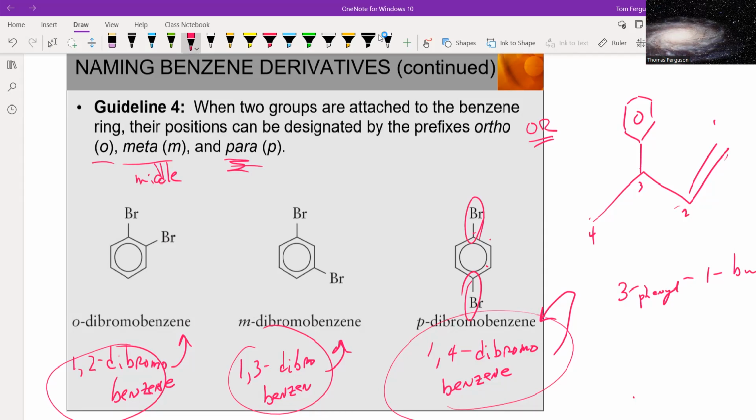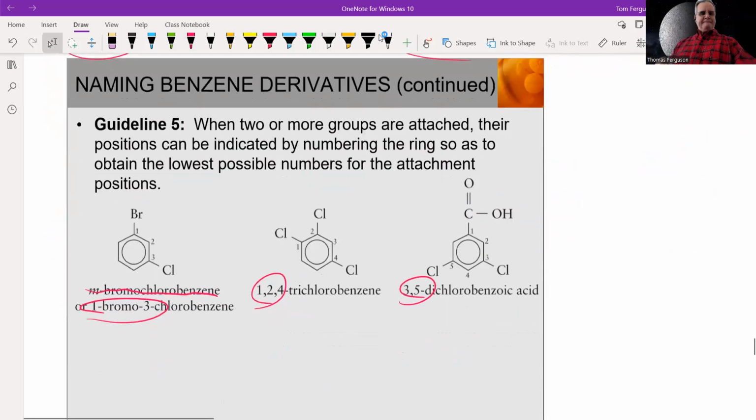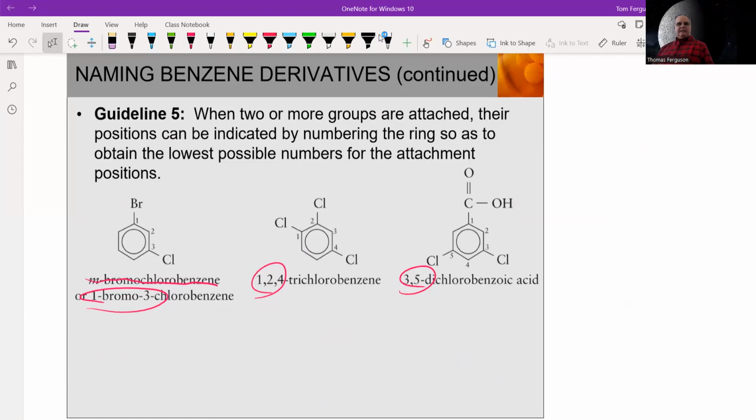And you'll see the ortho, meta, para used a lot in nutritional periodicals, a little bit in older biological journals, but they're getting away from that just because it's not as descriptive. Now, the groups don't have to be the same if there are two. You can still use the ortho, meta, para. But if there's more than two, you can't use that.